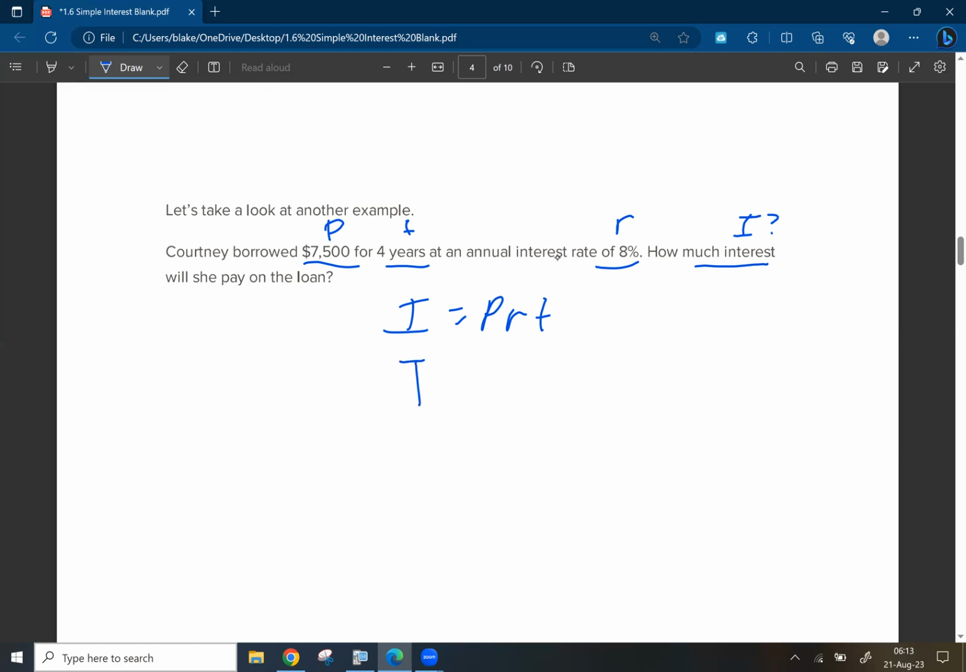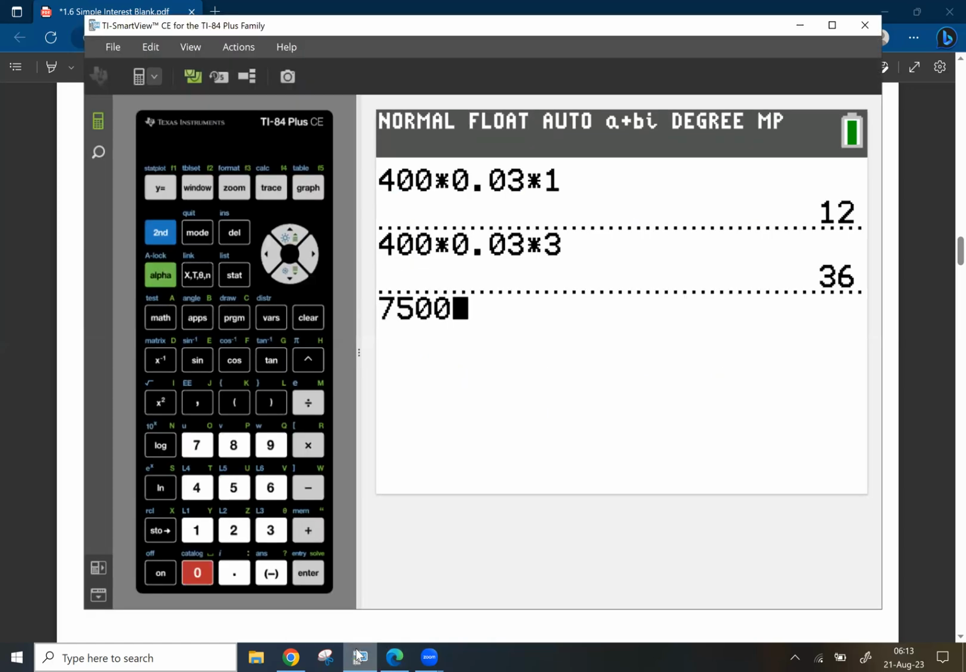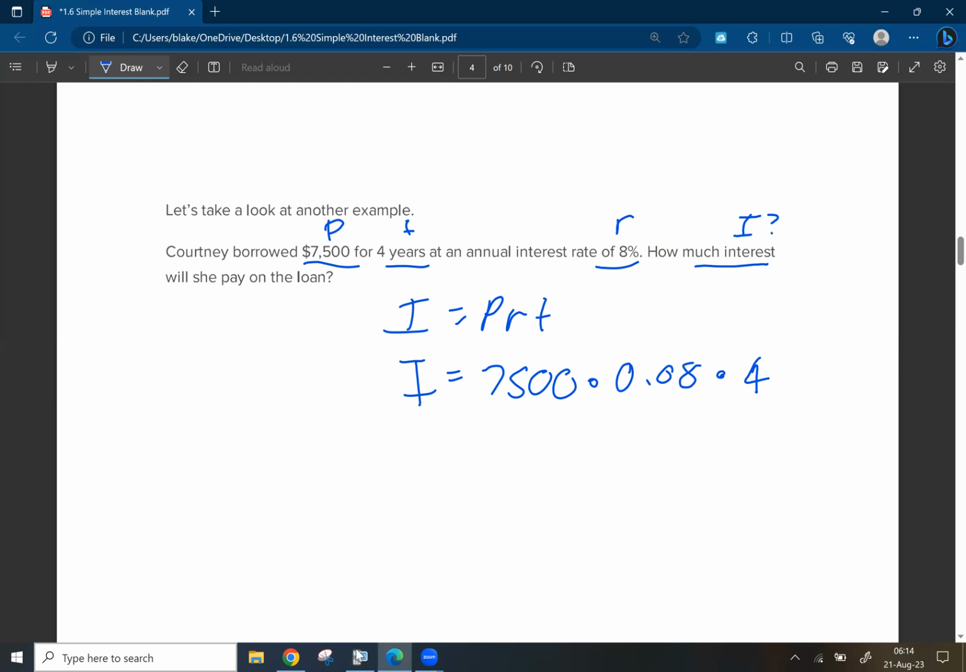So let's put everything together. I, we don't know. P is going to be 7,500. R is going to be 0.08. And then T is 4. Same problem as the last one, basically. We'll multiply these out and we'll have an answer. 7,500 times 4 years times 0.08. I might have done that in the wrong order, but it doesn't matter. You can multiply these in any order. It's the same thing. So $2,400. So she will pay an additional $2,400 in interest at the end of her loan. There you go.